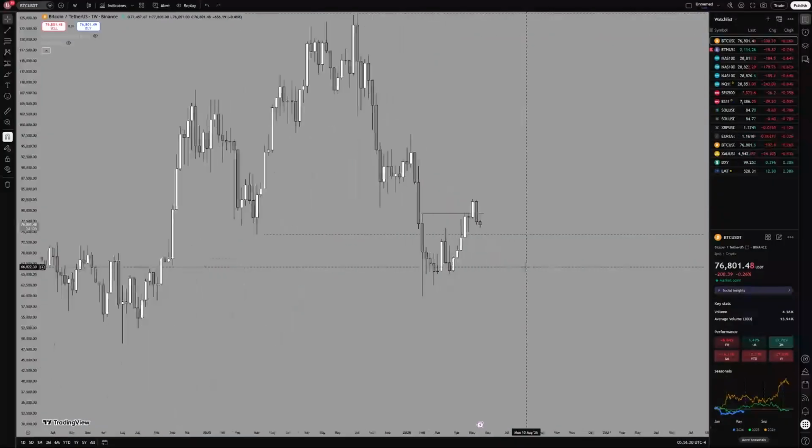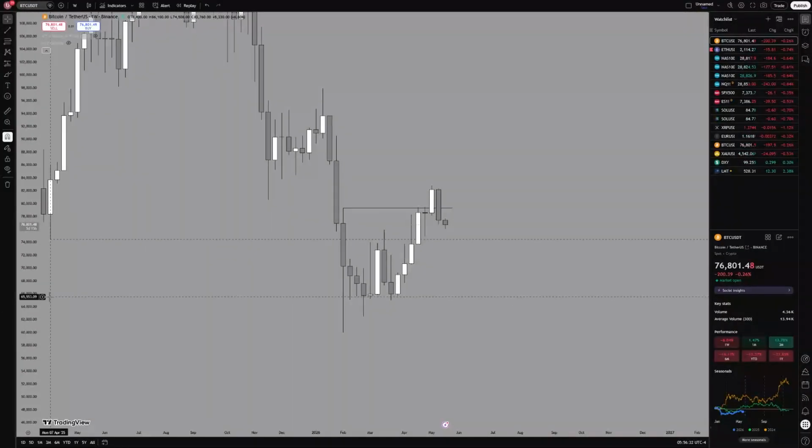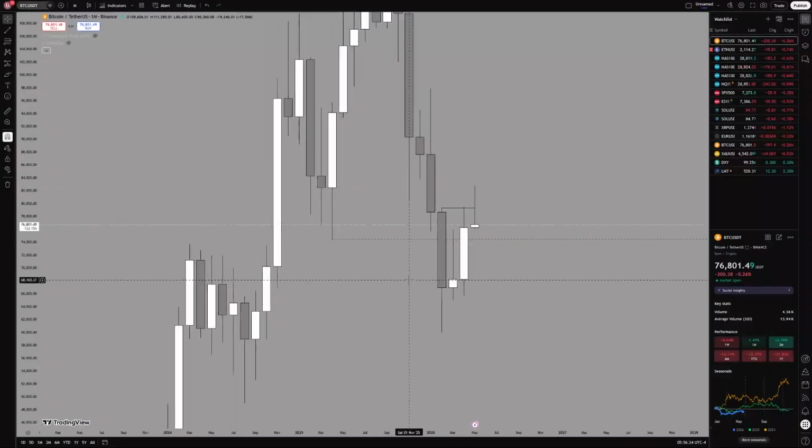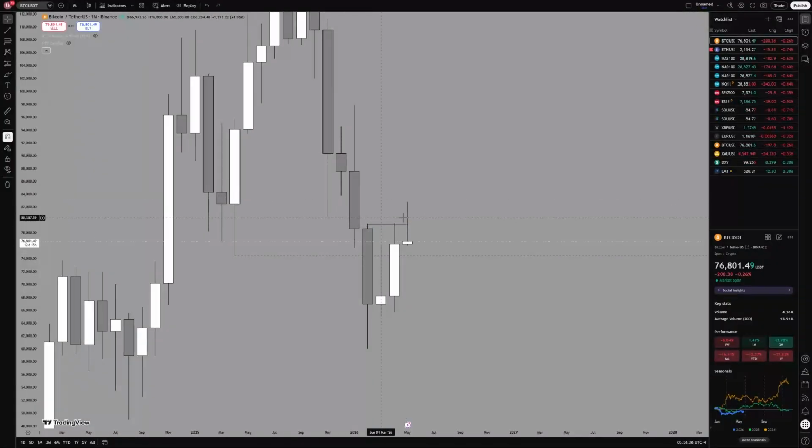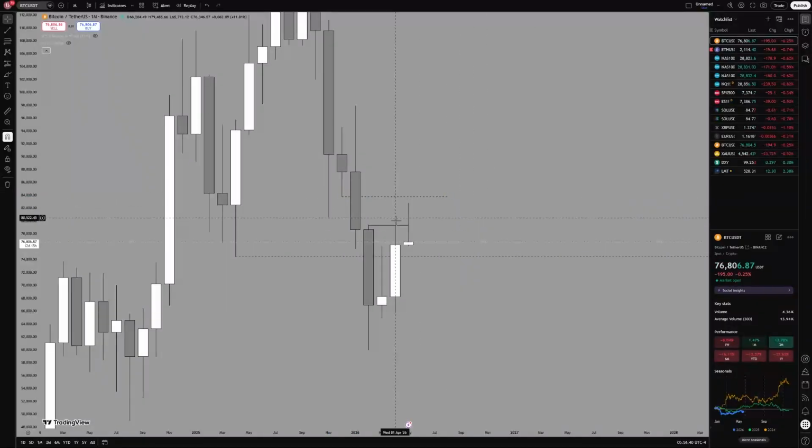If you go on the weekly, nothing right here. There's no IRL. But look, fair value gap. Right now, it's not respecting it. Once we inverse this, we're gonna fly.